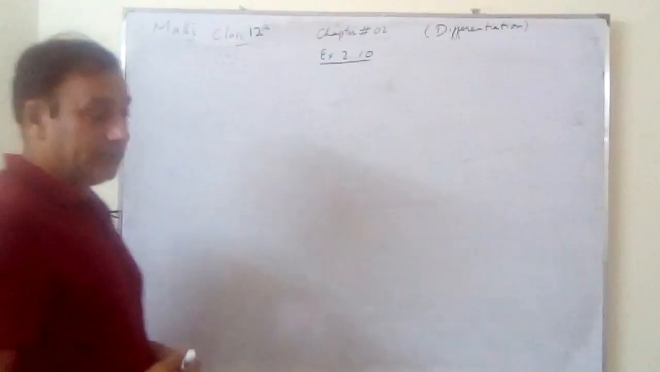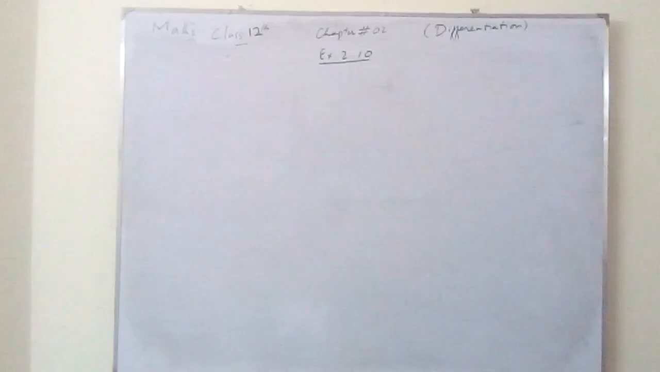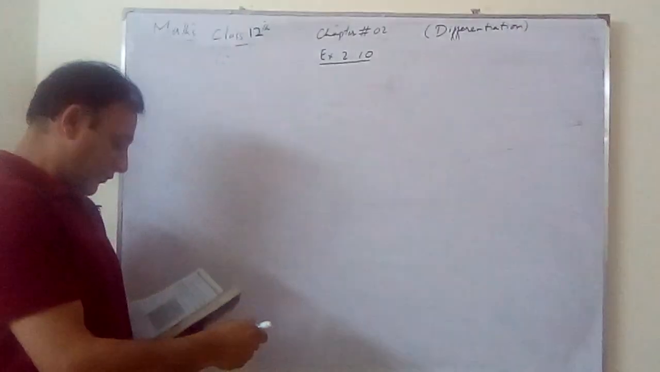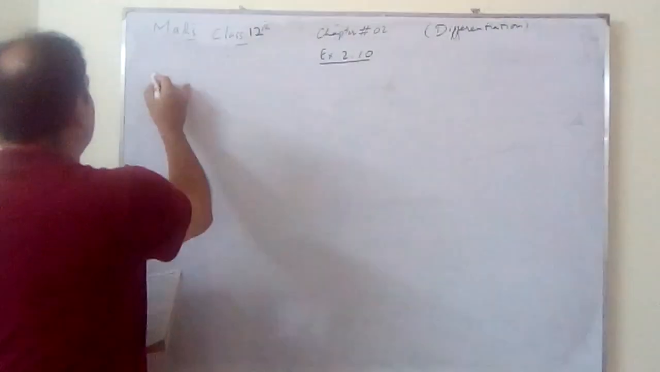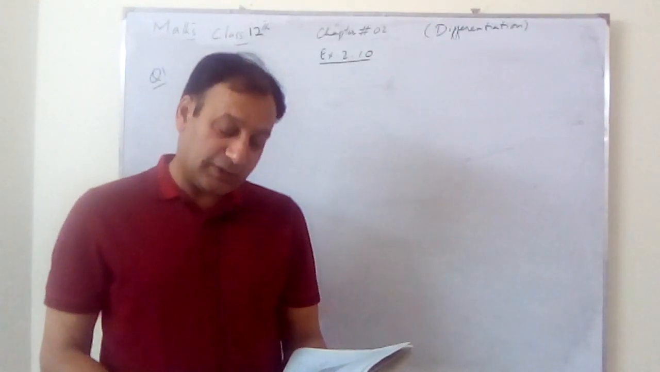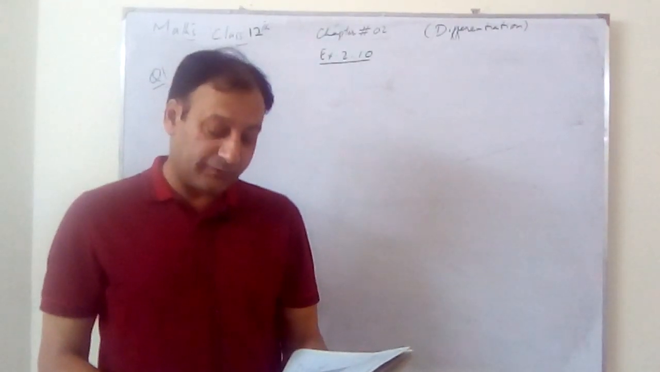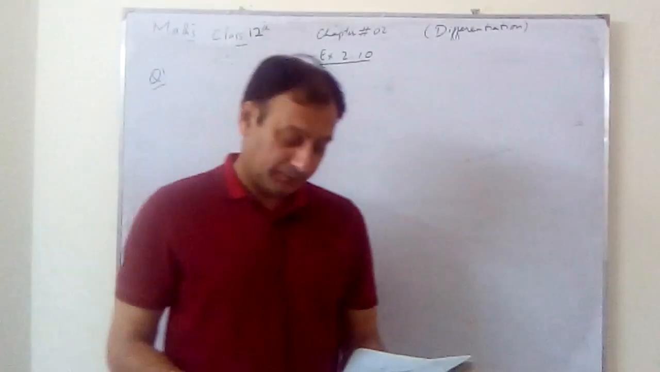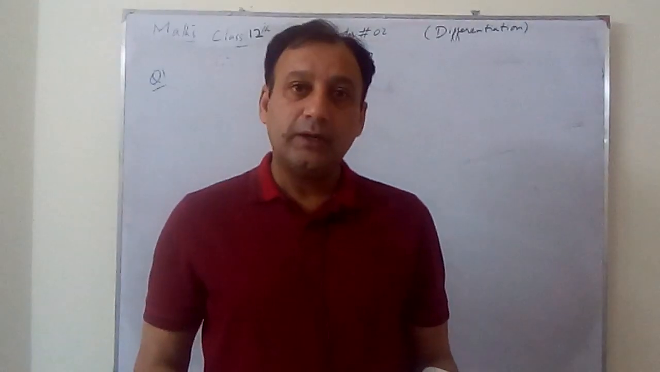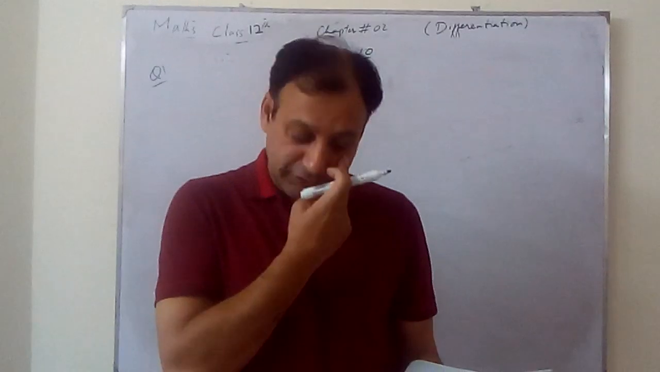Today we start exercise 2.10, which is related to word problems of differentiation. In the first question, find two positive integers whose sum is 30 and their product will be maximum. So how to find the maximum? That is related to derivatives and differentiation.